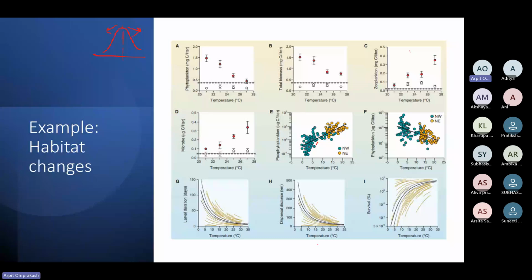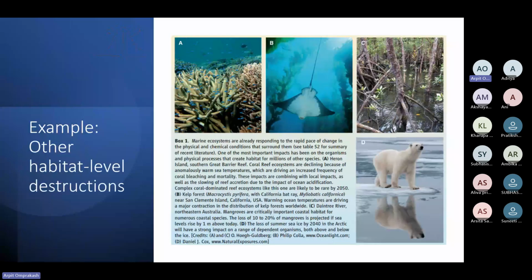Then basically we see how the survival percentage and the duration of the larval stage change due to temperature. So these are changes that are happening in a given habitat due to temperature. There are also habitat-level destructions that are happening. For example, in figure A, we can see that in the Great Barrier Reef, the coral reef system is declining because of warm sea temperatures.